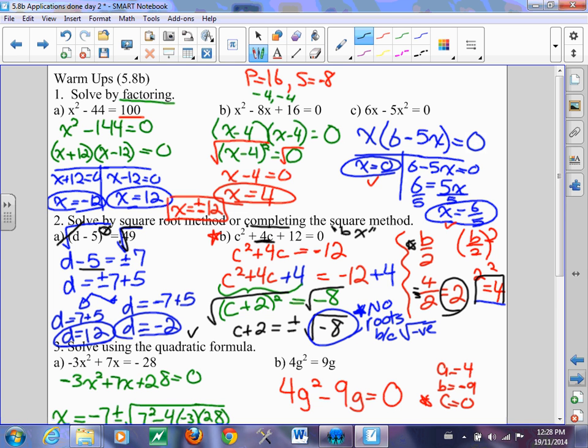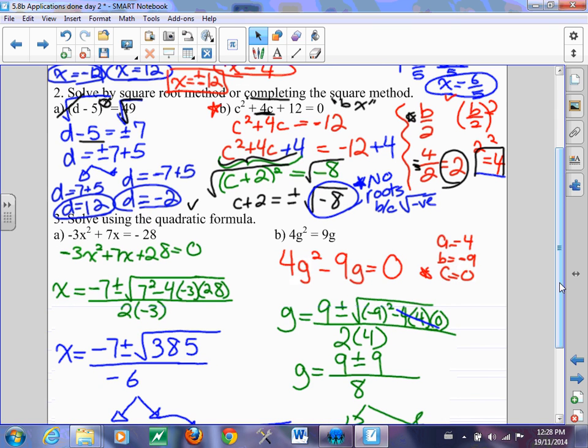Collect like terms, and you notice this is a perfect square, so this becomes c plus 2, and you have negative 8 on the right side. Square root both sides, and what you realize, folks, is that you have a negative under the square root, so that means there are no roots.